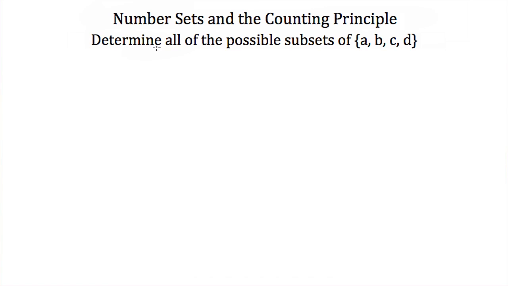So here we're asked to determine all of the possible subsets of this number set that's just listed as A, B, C, and D. Well, there are 4 elements to this set, which means we should get 2 to the 4th power amount of subsets. 2 to the 4th power is 16, so we should get 16 different possible subsets of A, B, C, and D.